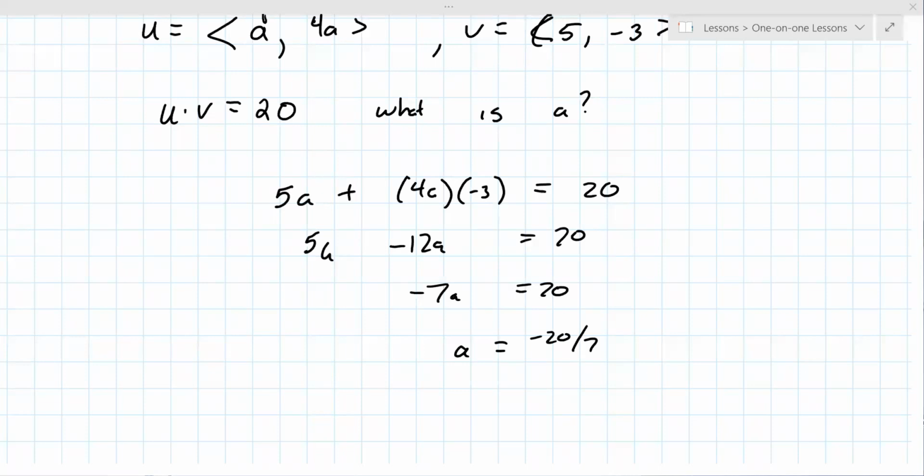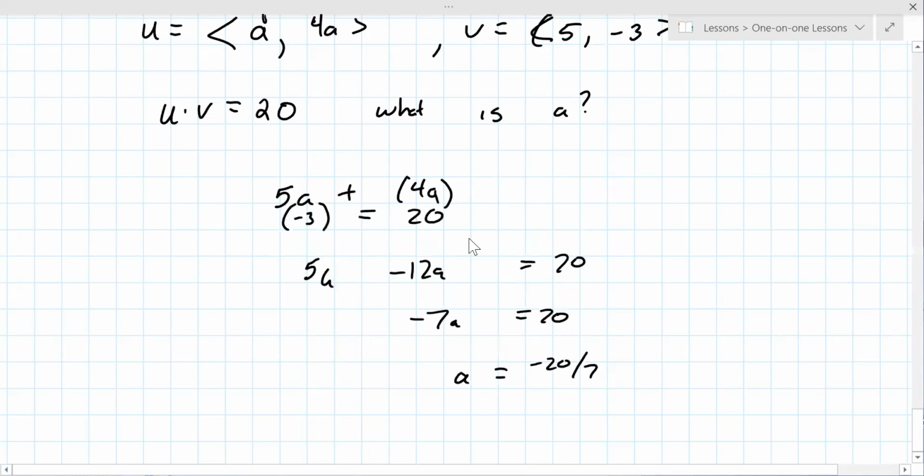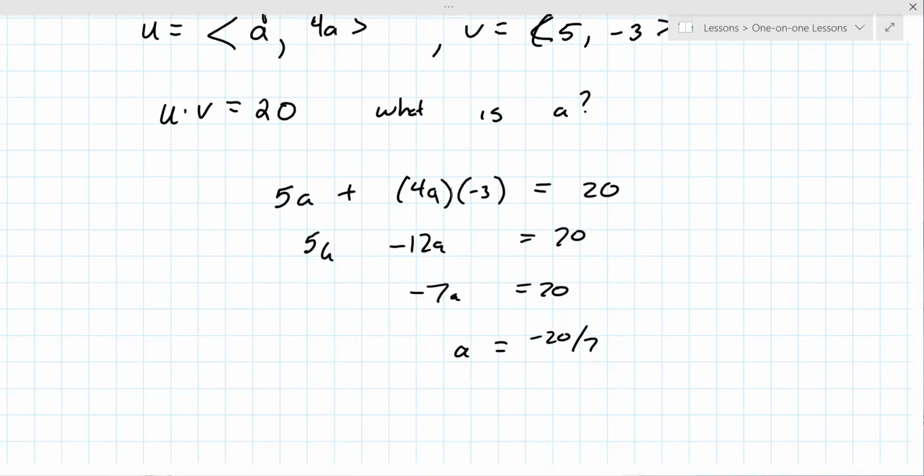Okay. So for this last one, where did you get the C from? That's an A. Sorry, very bad handwriting. Oh, 5A, because it's just times one. Okay.